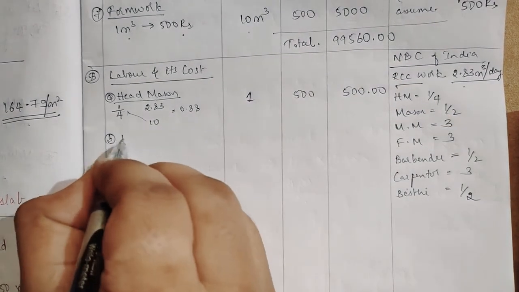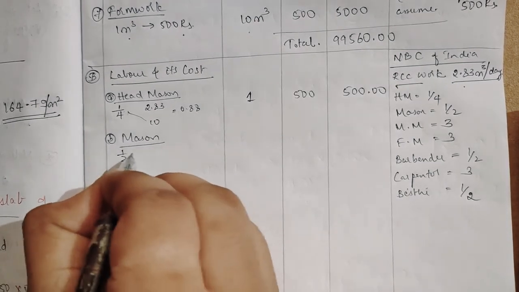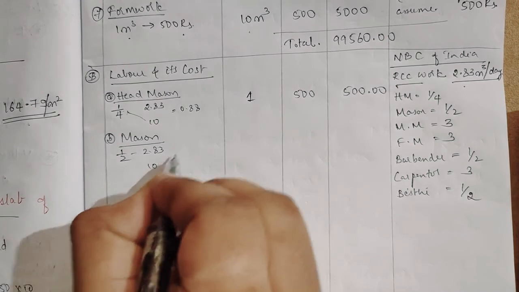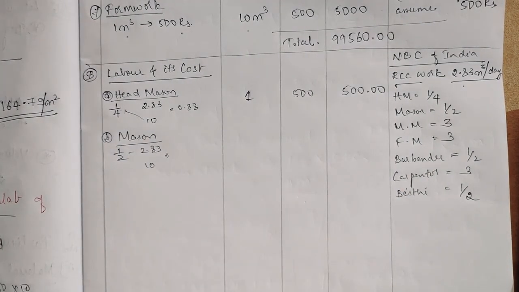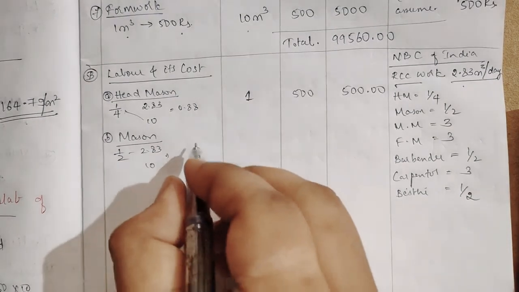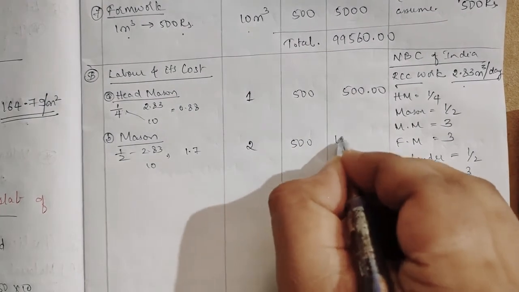Next, mason, we require half for 2.83. For 10, how much we require? It will be 0.5 into 10 divided by 2.83. So 1.7 we get. I'll take as 2, 500, so 1000 rupees.